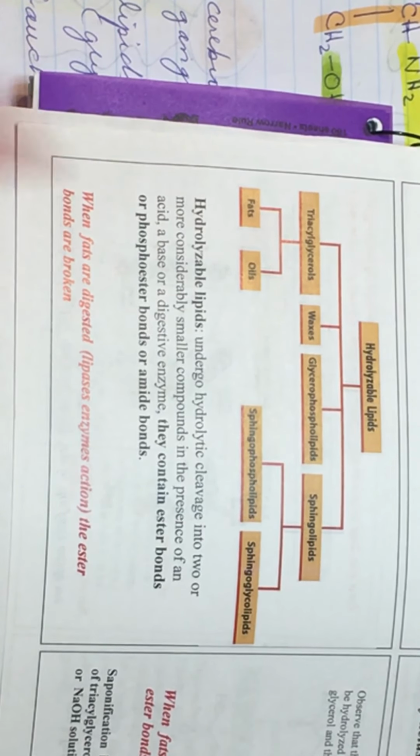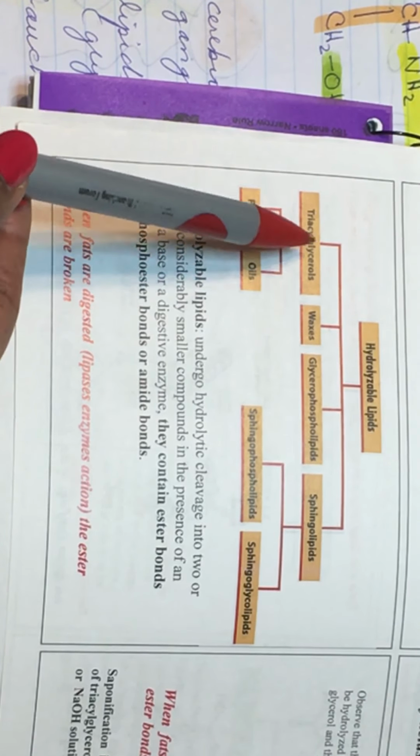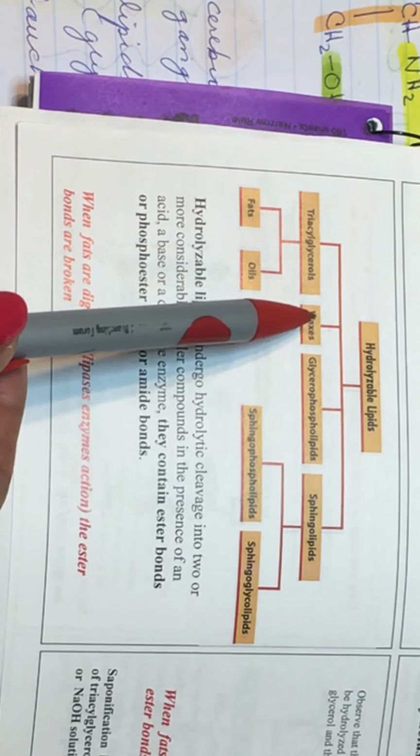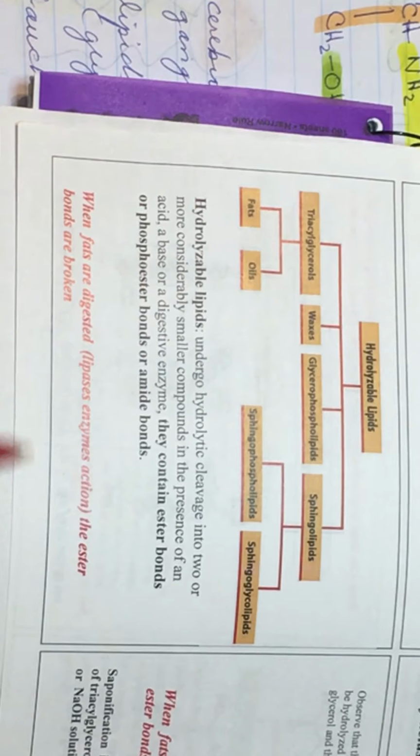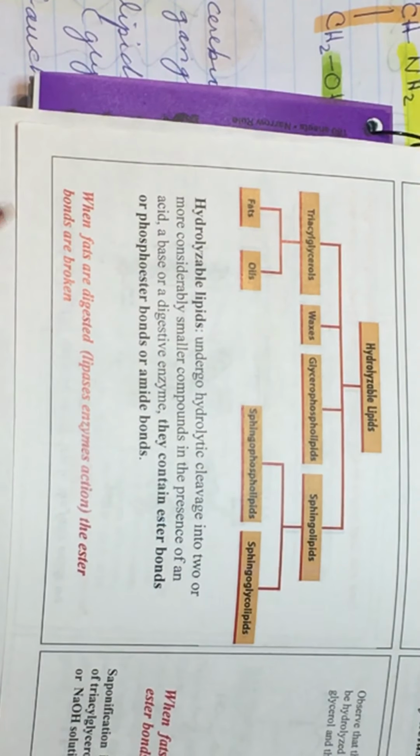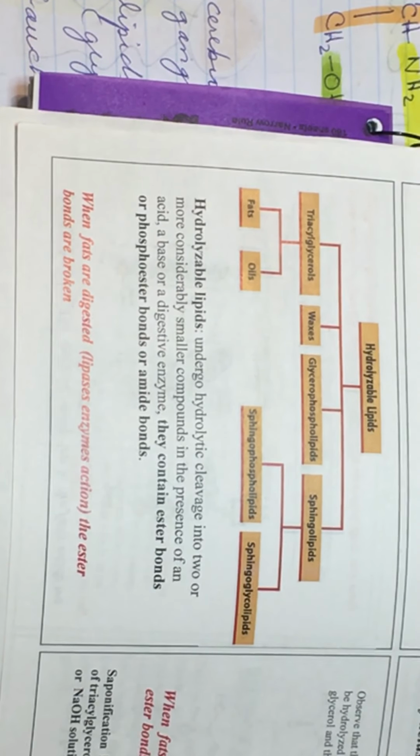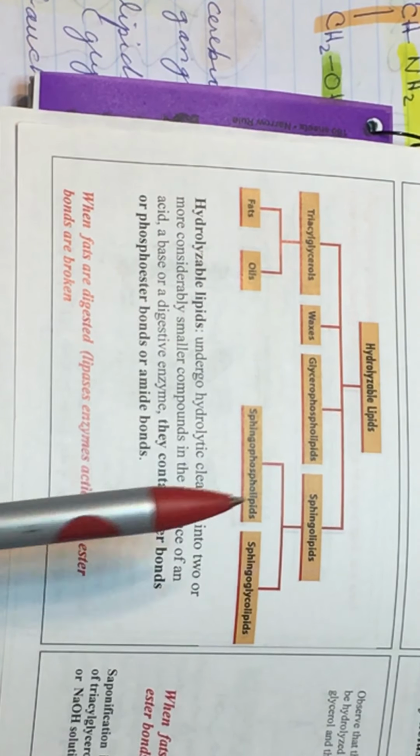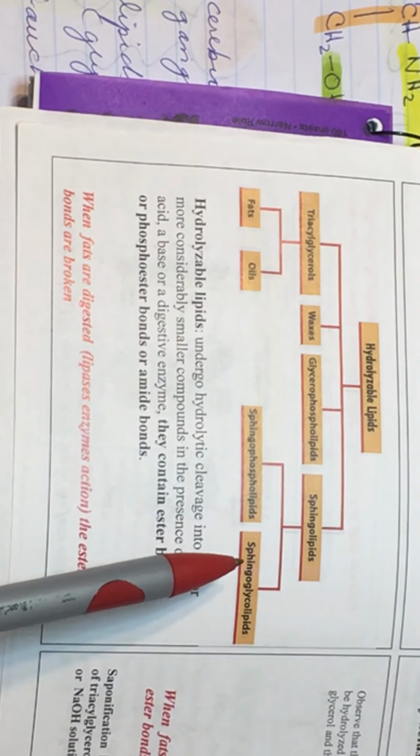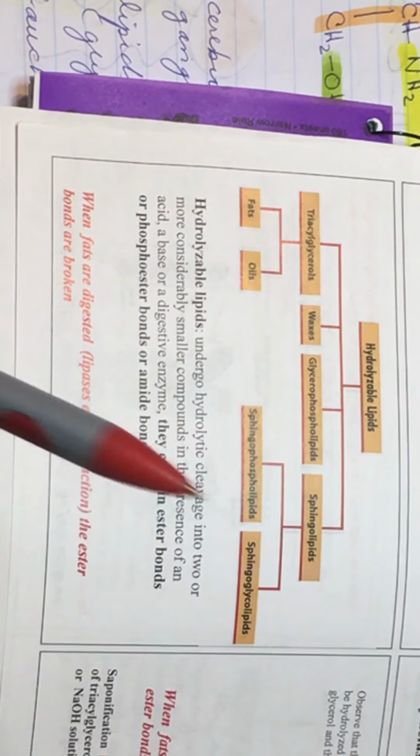And we classify them as being the simple lipids that are found in oils and fats, or those that are waxes, like for protection of fruits or leaves, and then those that are part of the membranes. Those are all hydrolyzable because they will have either an ester bond or an amide bond. So we have sphingophospholipids and sphingoglycolipids and then glycerophospholipids.